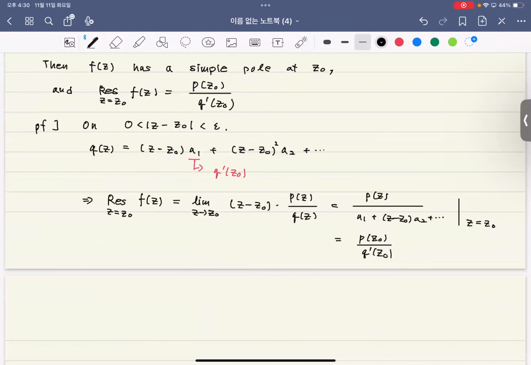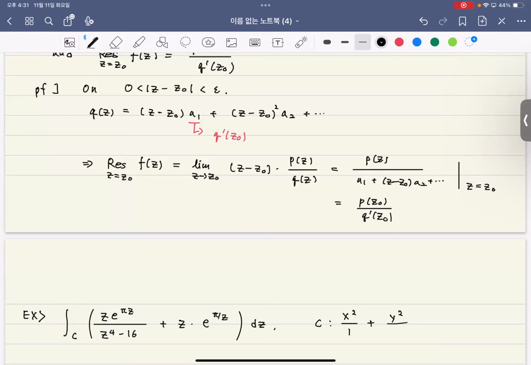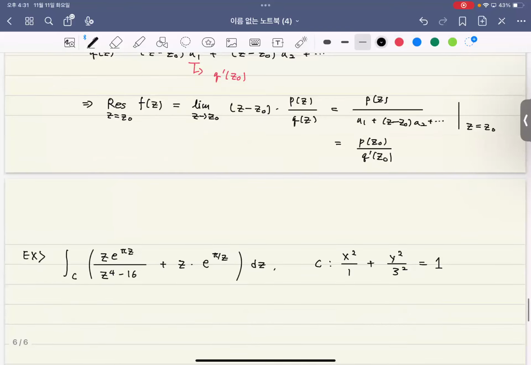All right. Just one more computation. The integral of z to the fourth minus 16, plus z times e to the pi over z, dz, and here the curve is not a circle, but an ellipse, x squared plus y squared over 9 equals 1.